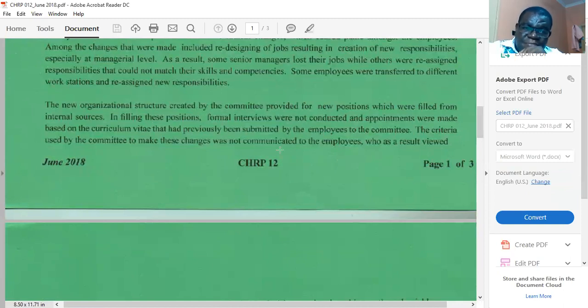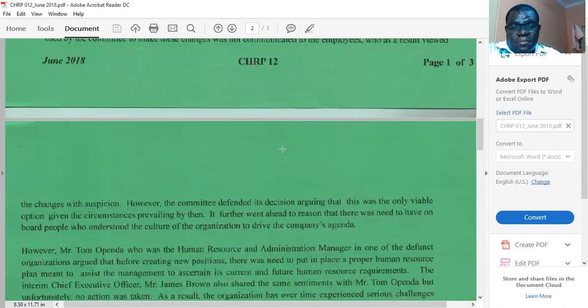The last paragraph. Okay, the new organizational structure created by the committee provided for new positions, which were filled from internal sources. In filling these positions, formal interviews were not conducted, and appointments were made based on the curriculum vitae that had previously been submitted by the employees to the committee. The criteria used by the committee to make these changes was not communicated to the employees, who as a result viewed the changes with suspicion. However, the committee defended the decision, arguing that this was the only viable option given the circumstances prevailing by then. It further went ahead to reason that there was need to have on board people who understood the culture of the organization to drive the company's agenda.